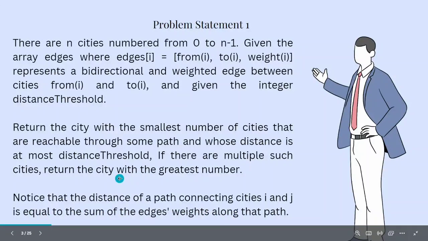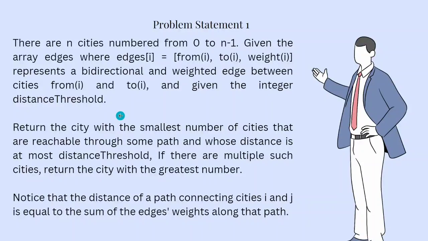Here, the important thing to notice is that the given question is a graph, and it's also a bidirectional graph. The next thing to be noted is the city with the smallest number of cities that are reachable through some path and whose distance is at most distanceThreshold. So the maximum value we can have is the distance threshold. And the final thing to notice, if there are multiple such cities, we have to return the city with the greater number. For example, if city 0 and city 3 are both satisfying the same conditions, the city to be returned is city 3, which is greater than 0.